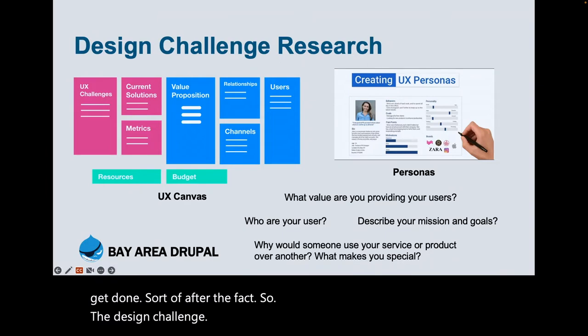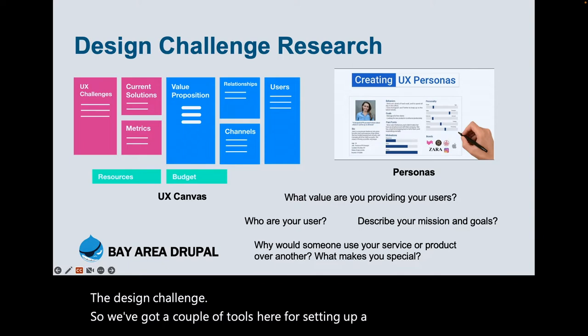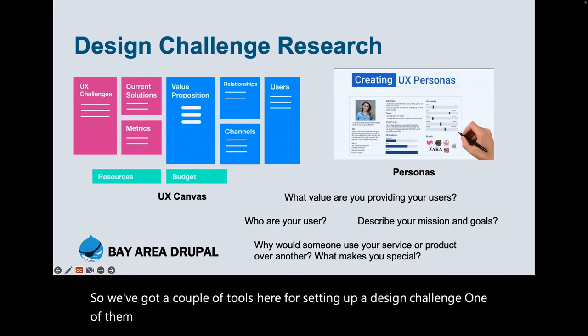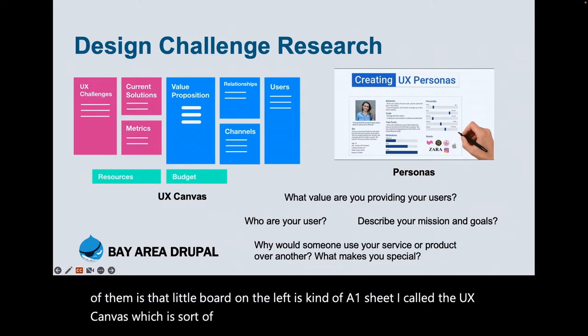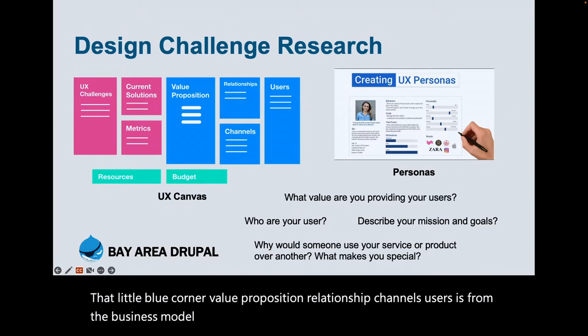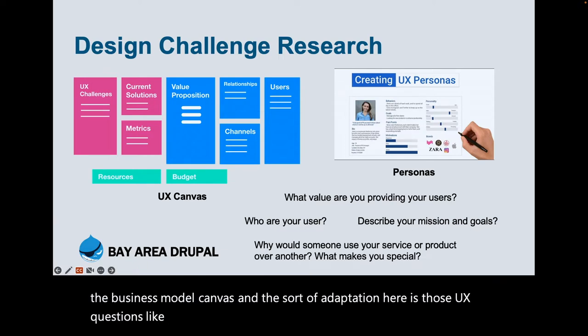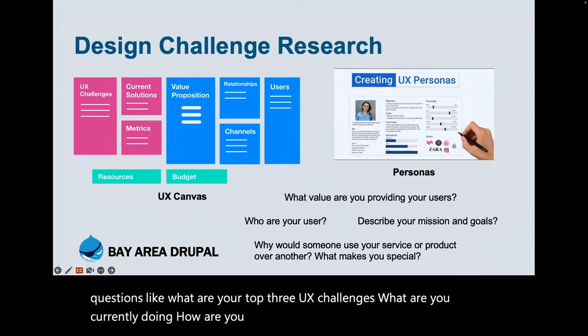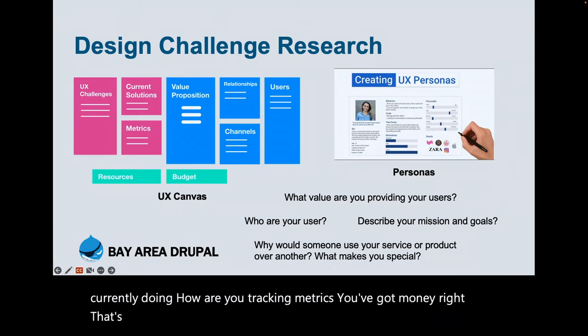So we've got a couple of tools here for setting up a design challenge. One of them is that little board on the left. It's kind of a one sheet I call the UX canvas, which is sort of a ripoff of what's called a business model canvas. That little blue corner, value proposition, relationship, channels, users, is from the business model canvas. And the adaptation here is those UX questions, like what are your top three UX challenges? What are you currently doing? How are you tracking metrics? You got money, right? That's those bottom ones.